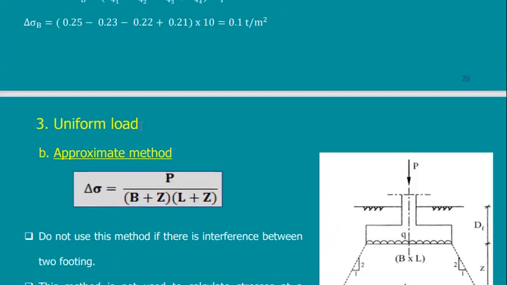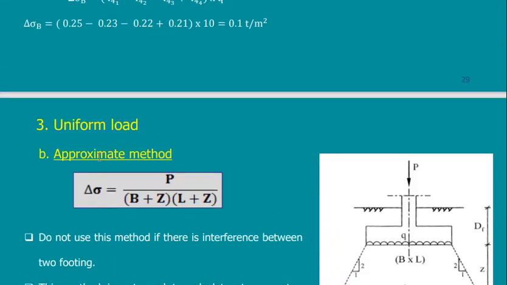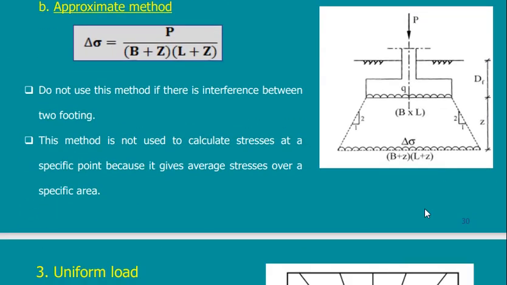The other thing for uniform area is an approximate method. If I have a loaded area like this footing, and I want to calculate the stress at any point, okay, at this point, you take the load here. Any load on the ground does not go vertically in the ground. It has to spread.